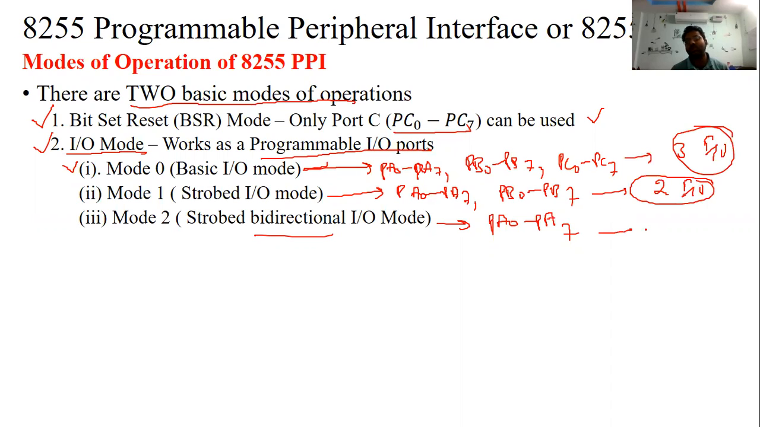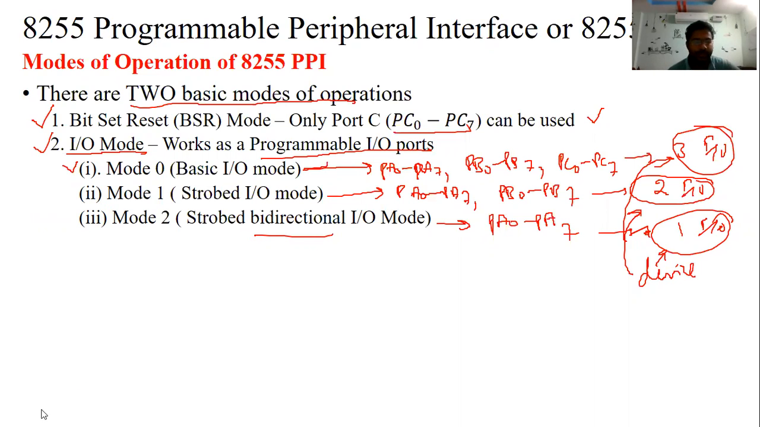In mode 1, only 2 input output devices you are connecting. In mode 2, only one input output device is connected. Mode 0, you can connect 3 input output devices. Mode 1, you can only connect 2 input output devices. Mode 2, you can only connect 1 input output device. Then what type of device is connected in mode 0, mode 1, and mode 2? We will see it later.